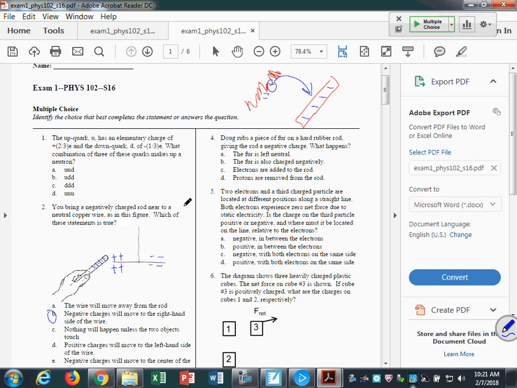Somebody was asking about this. So it's an insulator, right? That's what you're thinking: you can't have charges moving around in an insulator, but you can deposit charges onto the surface of an insulator. And that's what happened here.